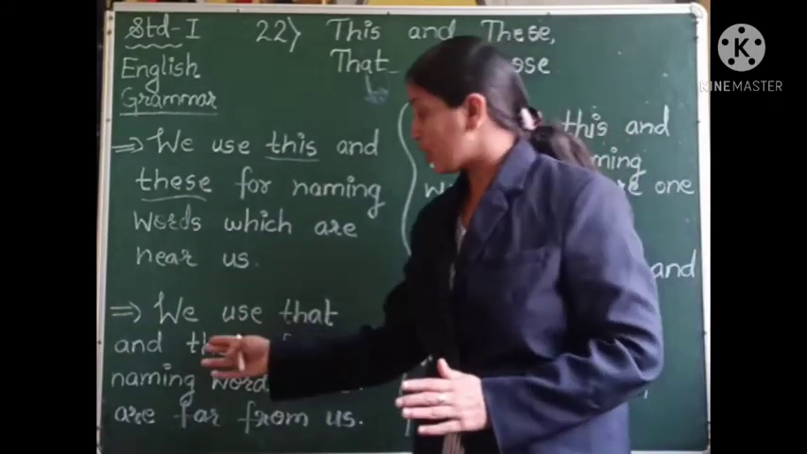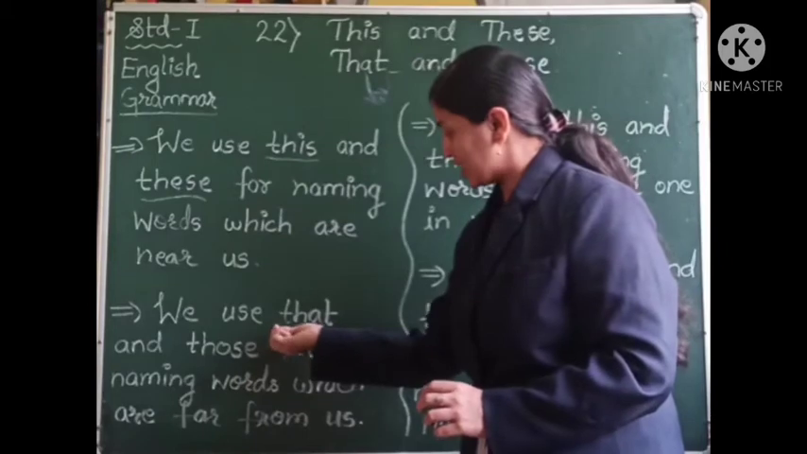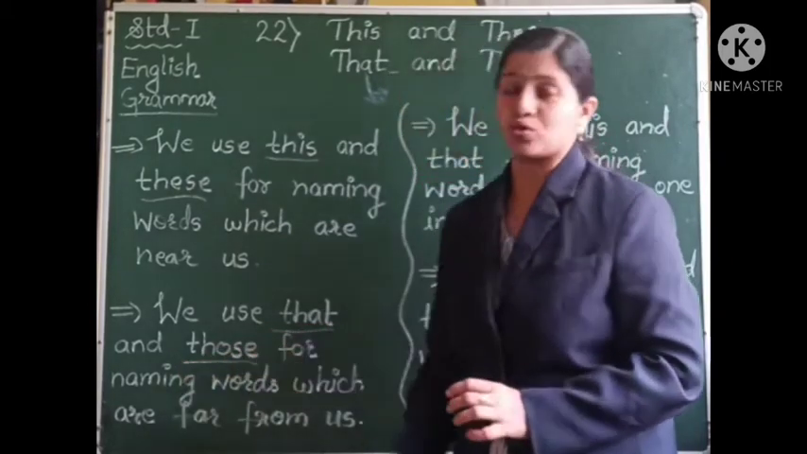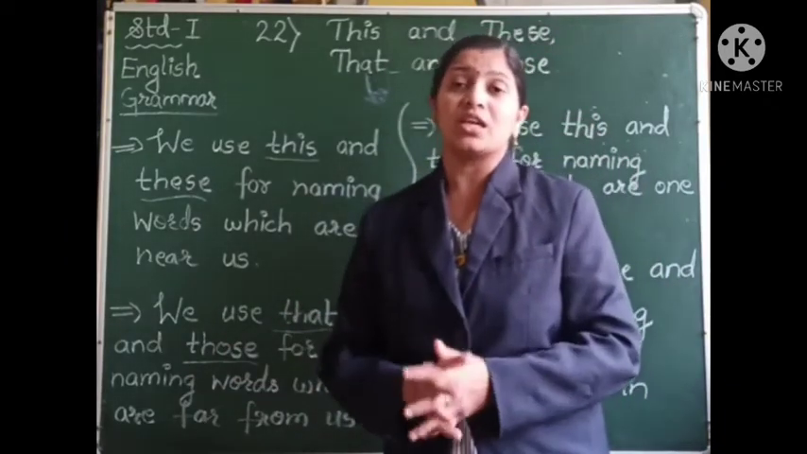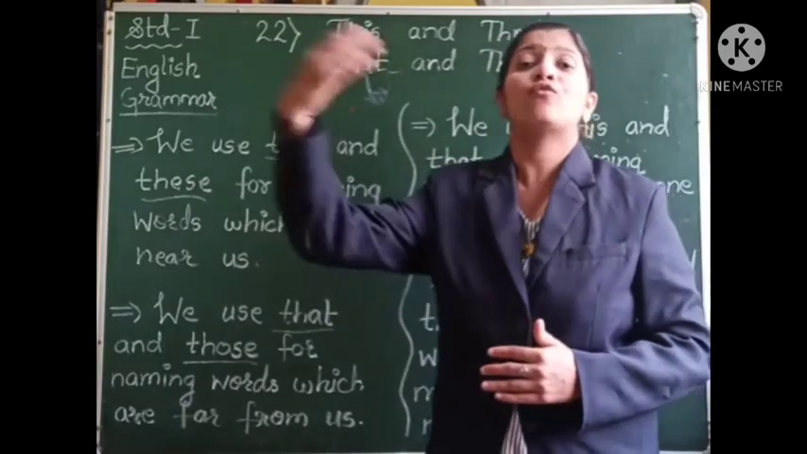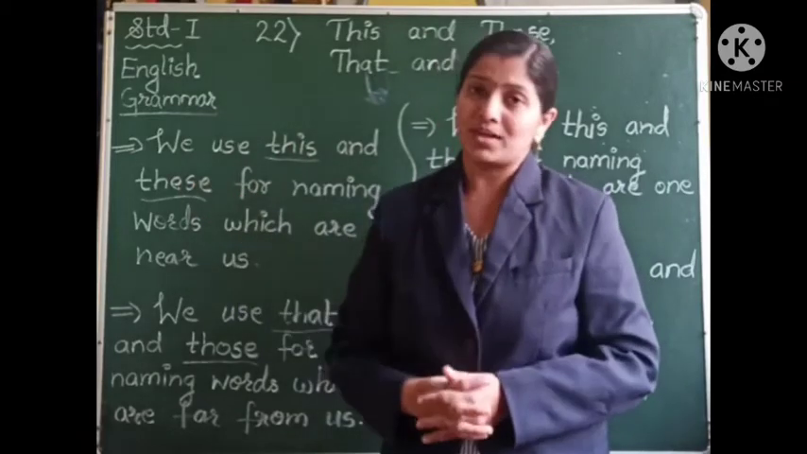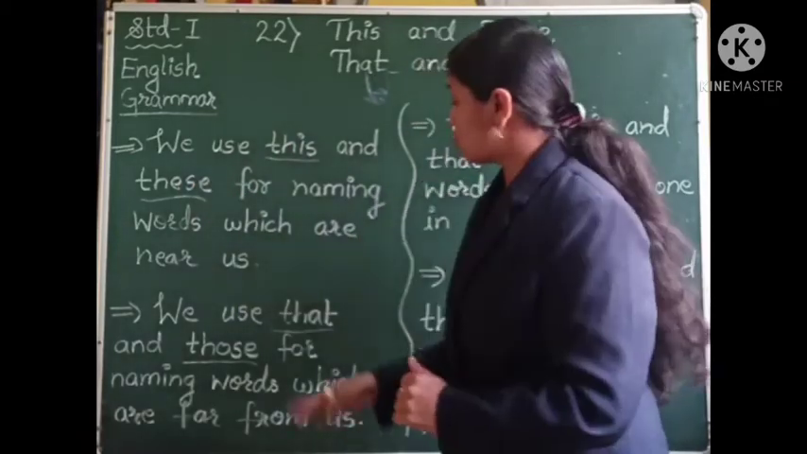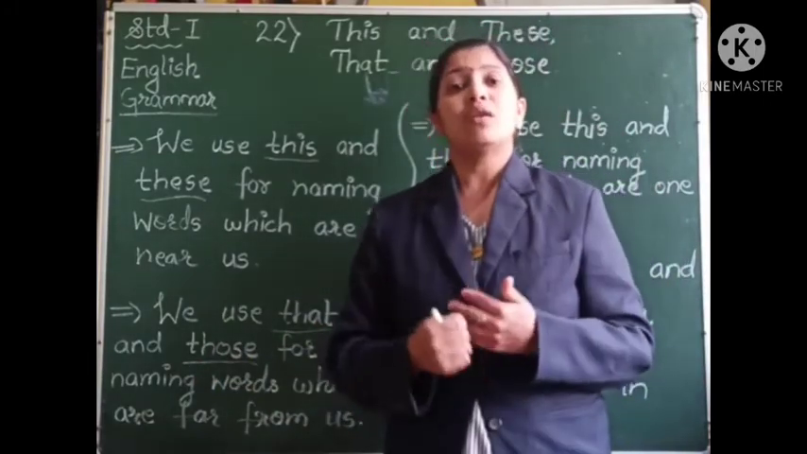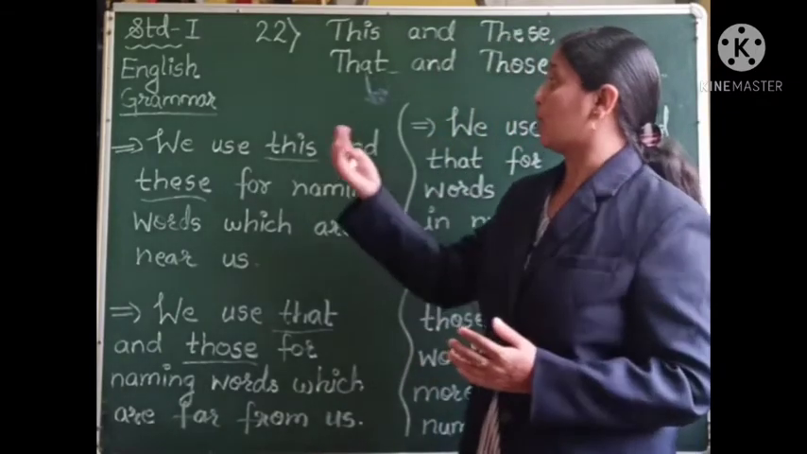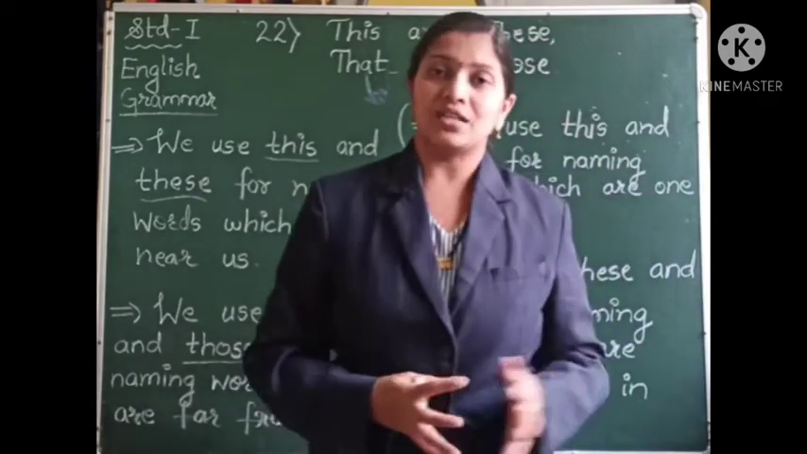And we use that and those. We make use of the words that and those when we are speaking about naming words which are far away from us, that is, at a distance. At that time we make use of words like that and those. We will also be seeing examples which will help us know where to use this, these, that and those. First we will see the other two rules.